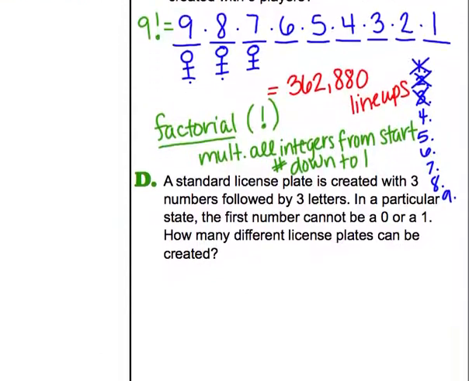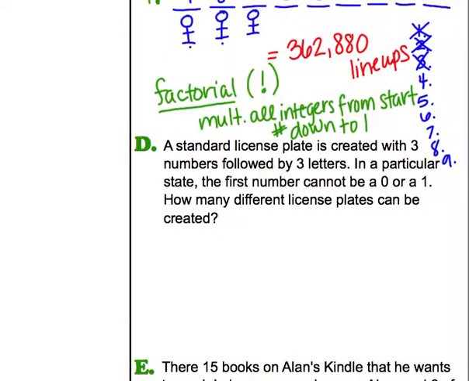Let's move on to this next example. A standard license plate is created with 3 numbers followed by 3 letters. In a particular state, the first number cannot be a 0 or a 1. How many different license plates can be created?